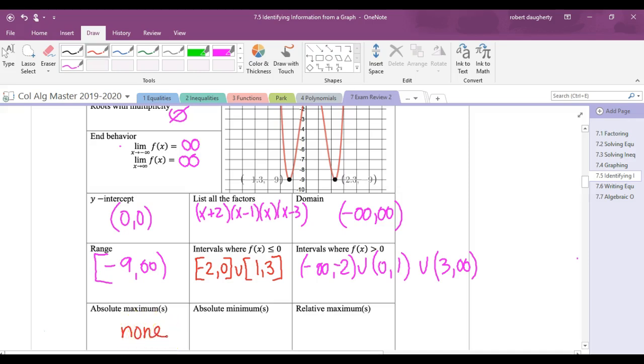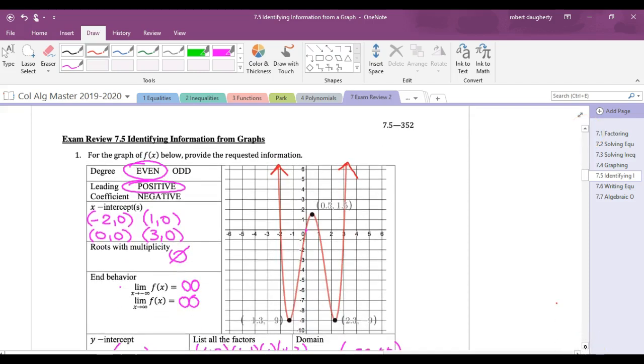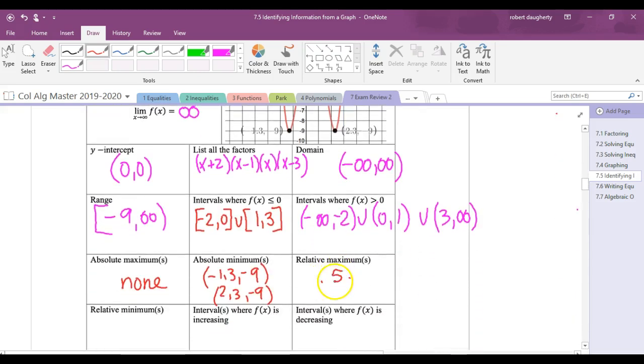Absolute minimum. It looks like there are two of those. It looks like at negative 1.3, negative 9, and 2.3, negative 9. Those are absolute minimums. Relative maximum. So is there a maximum that is a relative maximum? Yes, it looks like at 0.5, 1.5 is a relative maximum.